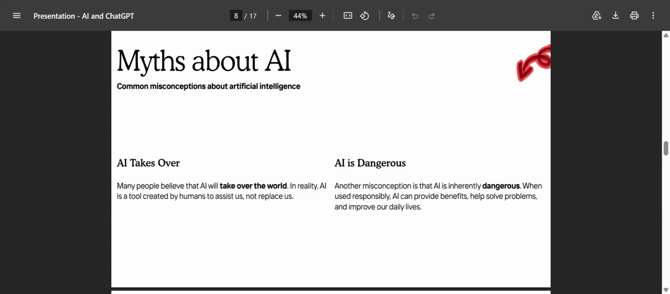We have: AI takes over the world. Many people believe that AI will take over the world. In reality, AI is a tool created by humans to assist us and not replace us. So the people that are going to take over the world are people who use AI responsibly and effectively, people who can sit down and create their own AI tool in their particular niche, their particular profession, to make their work easier. Those are the people that will be leading over those that don't want to use AI, or are not even trying to learn the effectiveness of AI.